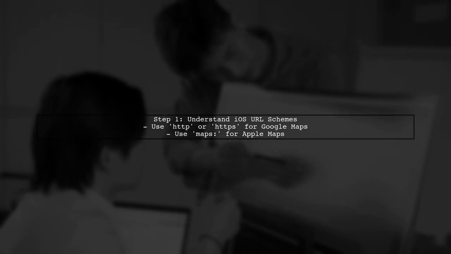Now let's continue on. To open Google Maps or Apple Maps on iOS using Meteor, we need to use a different approach than we do on Android. iOS requires a specific URL scheme.